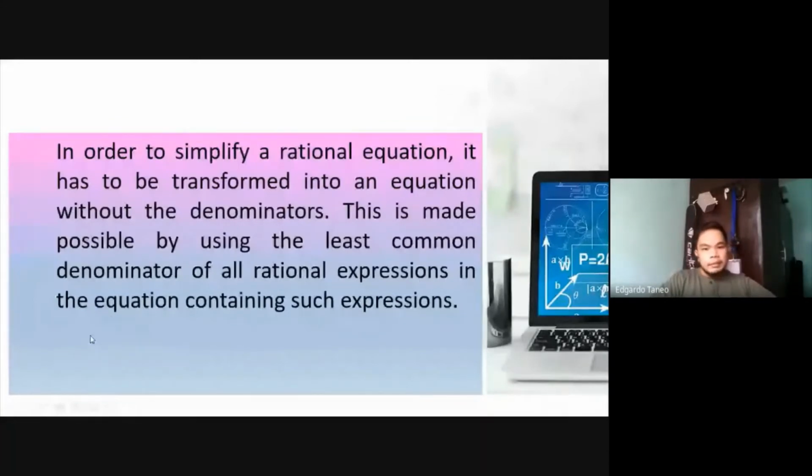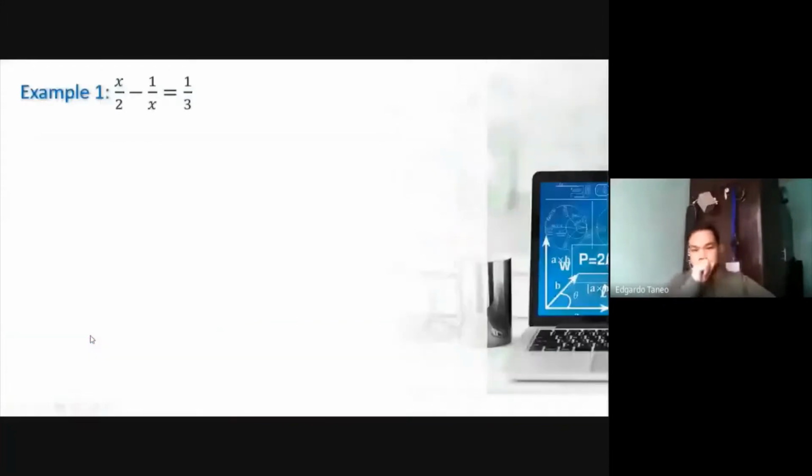Okay, now let's have the first example. x over 2 minus 1 over x equals 1/3. Now, please observe the left side, yung x over 2 minus 1 over x. What do you think is the LCD or LCM of 2 and x? 12x. Other answer?